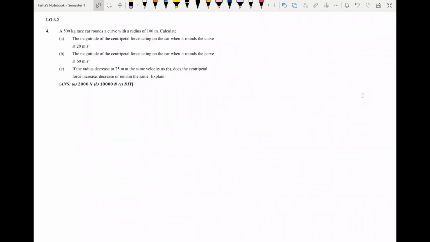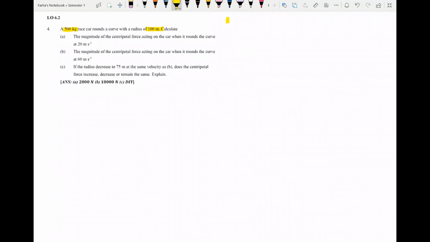A 500 kilogram race car rounds a curve with radius of 100 meter. Okay. So dia hanya beri info ni. Then calculate the magnitude of the centripetal force acting on the car when it rounds the curve at 20 meter per second. Okay, so this one is very direct question. We just use Fc equals to mv square over r. M equals to 500. V is 20 over r is 100. Okay, we get 2000 Newton.